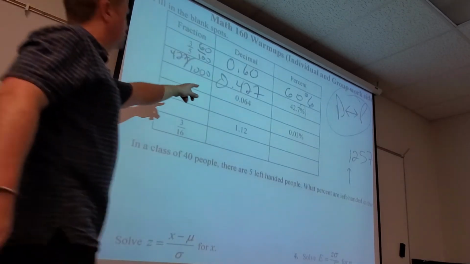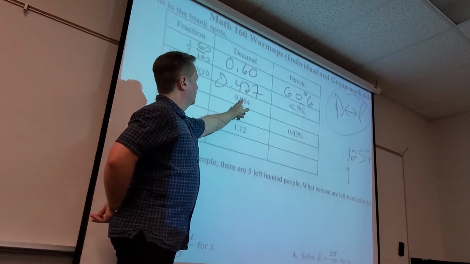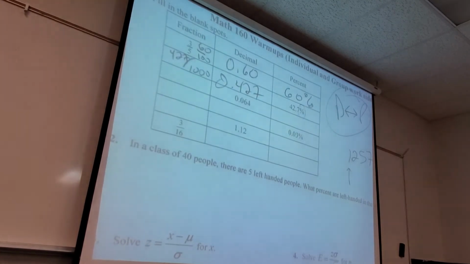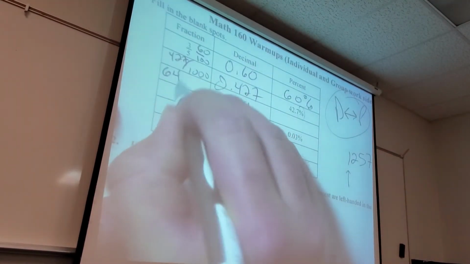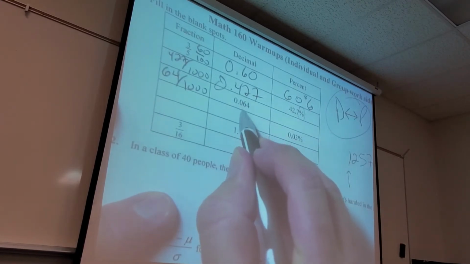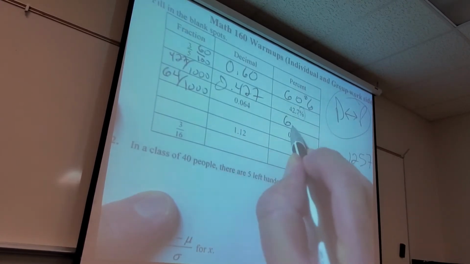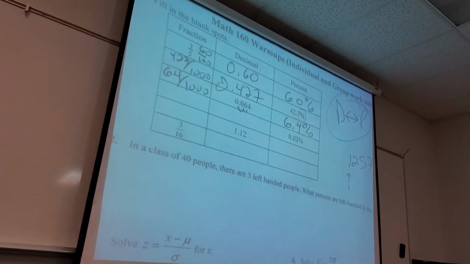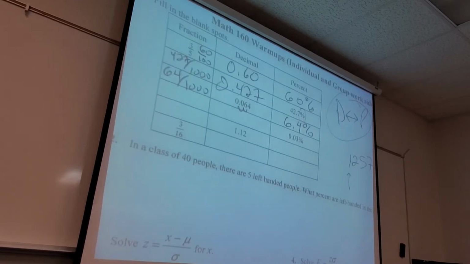So this next one won't be too bad. Fractionally, what would it be? 64 over 1,000. And then what's the percent going to be? 6.4. 6.4, good. Once, twice. Everything's twice because it's 100, 2 zeros. It's going to move the decimal place twice. I like it.